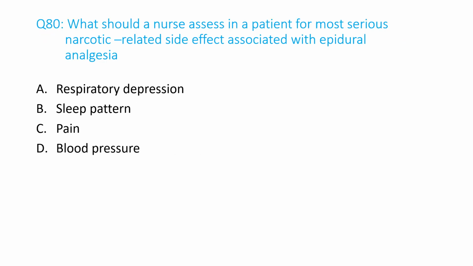And the answer is question number 80. What should a nurse assess in a patient for most serious narcotic related side effect associated with epidural analgesia? A. Respiratory depression. B. Sleep pattern. C. Pain. D. Blood pressure.